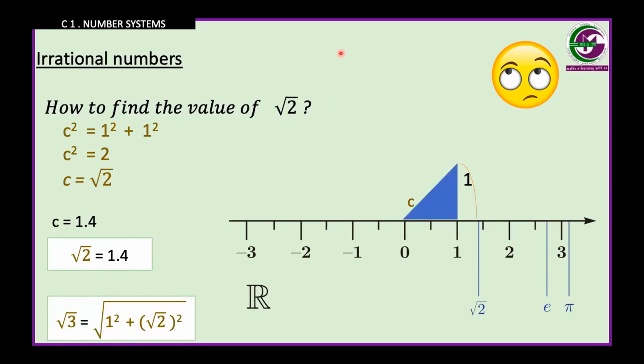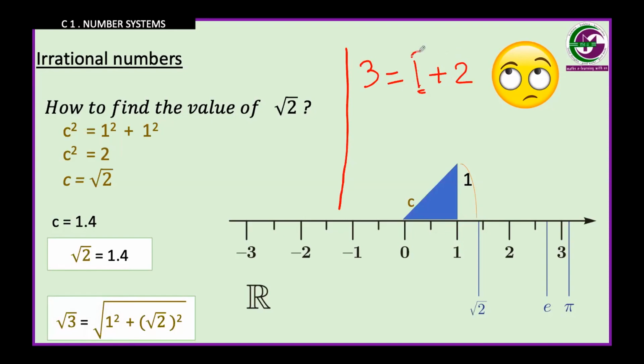Let us see. Here it is. We need to know the answer of square root of 3. So we know that 3 can be written as 1 plus 2. Why am I writing 1 here? Because we need the base as 1 and the height keeps changing. So this is very clear. 3 is equal to 1 plus 2.